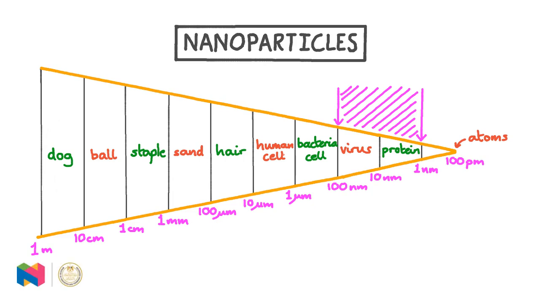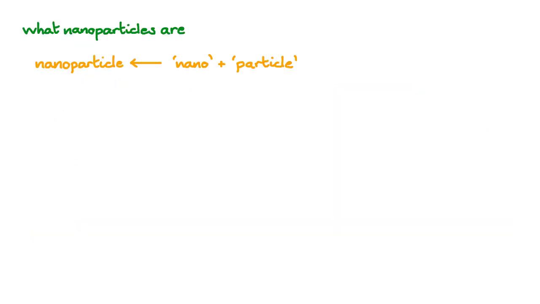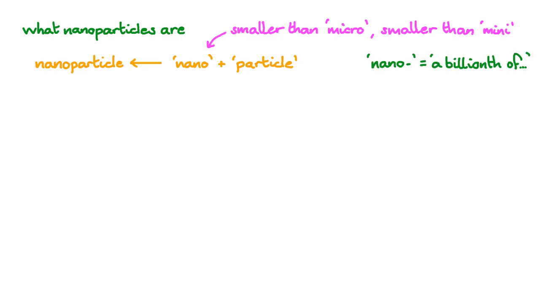In this video, we will learn what nanoparticles are, how to identify them, and describe some of their properties and uses. The word nanoparticle is a combination of nano and particle. Nano, in everyday language, indicates that something is very small, even smaller than the micro version. In science, nano is used as a special prefix for units, and it means a billionth of. You might see this expressed as 1 divided by a billion, 1 divided by 10 to the power of 9, or 10 to the power of minus 9.